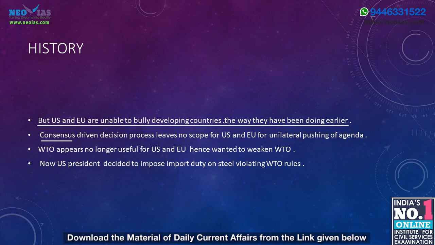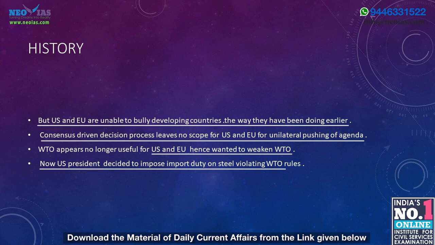A consensus-driven process is going on in the WTO, which leaves no space for the US and EU, and hence they wanted to weaken the WTO. And as per the latest move, the US President decided to impose a tariff on steel, violating WTO rules, causing turmoil in the whole of global trade.